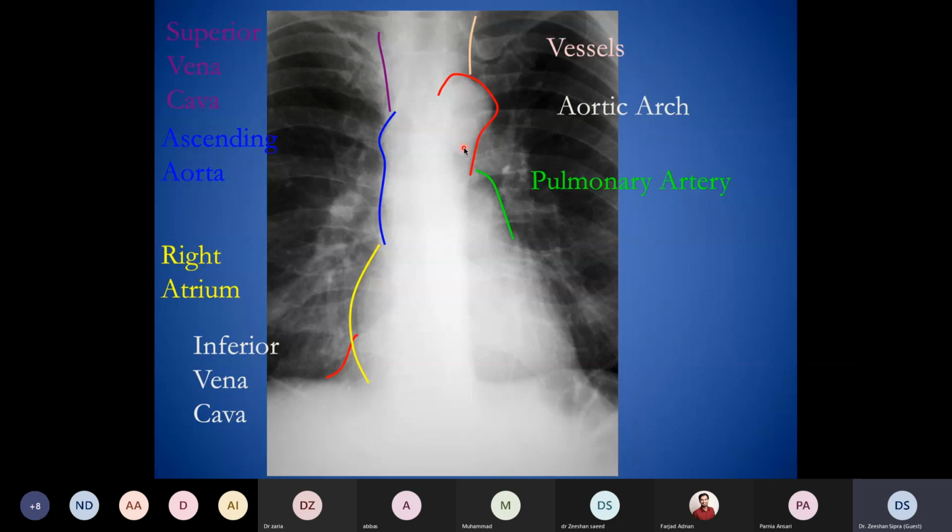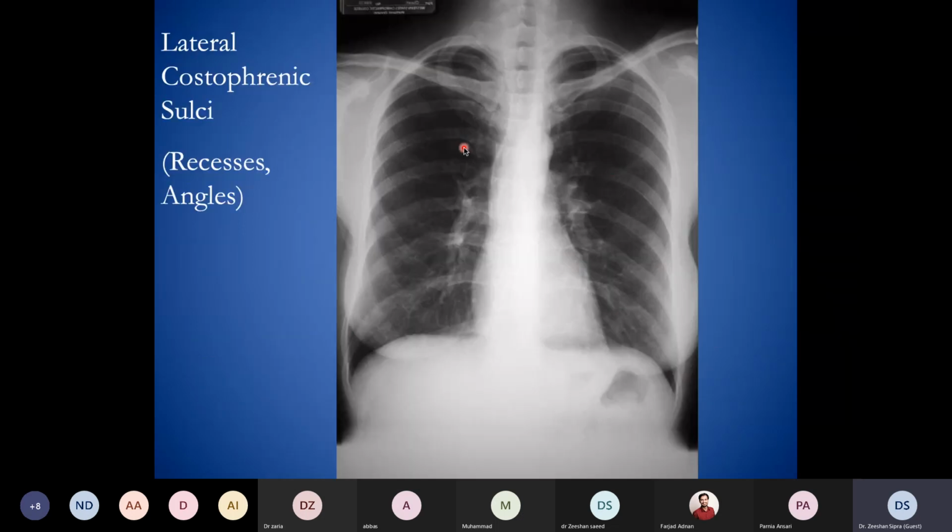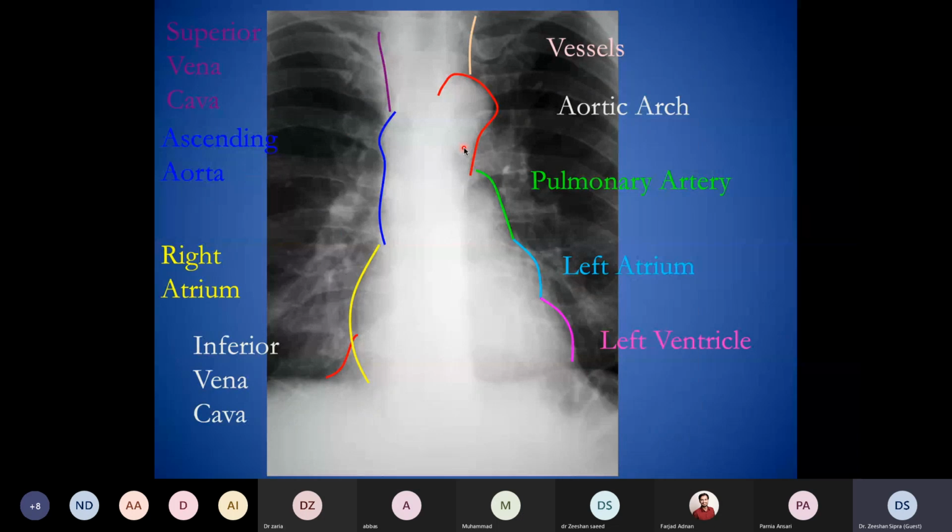Pulmonary artery, I would cover this as the left side, and this is the left atrium, and the latter is the left ventricle. I hope everybody can appreciate this anatomy now. So these were the parts of the mediastinum.